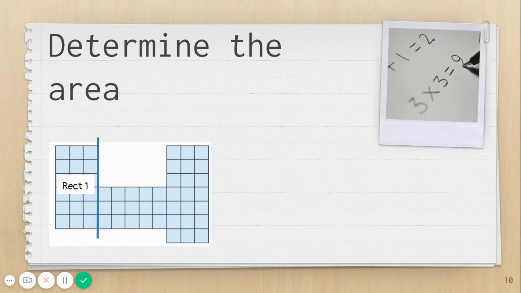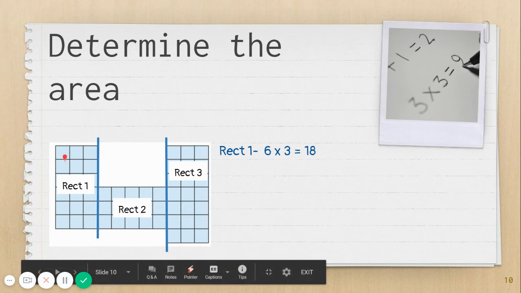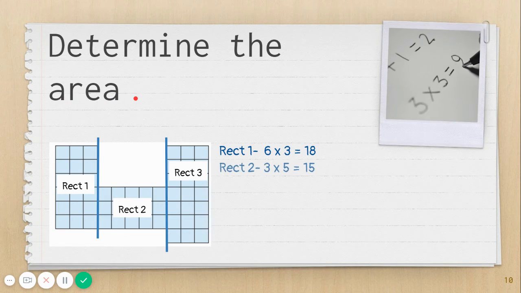I'm going to make this rectangle 1. I'll make this middle section rectangle 2, and I'll make my far right section rectangle 3. Rectangle 1 has a length of 6 and a width of 3. 6 times 3 equals 18, so rectangle 1 has an area of 18 square units.